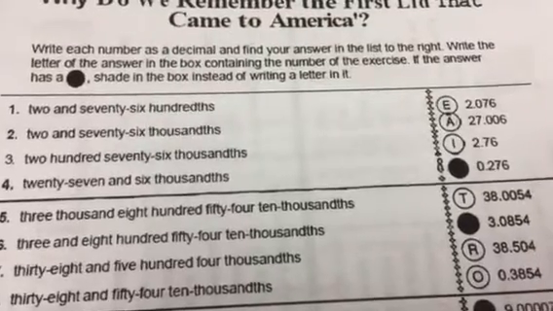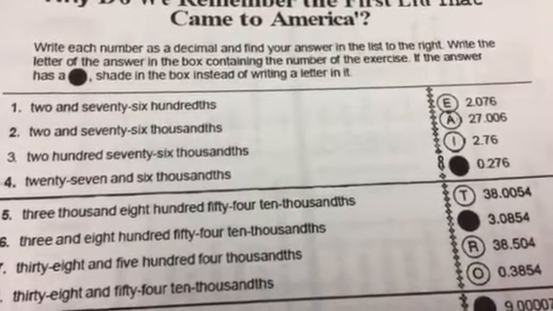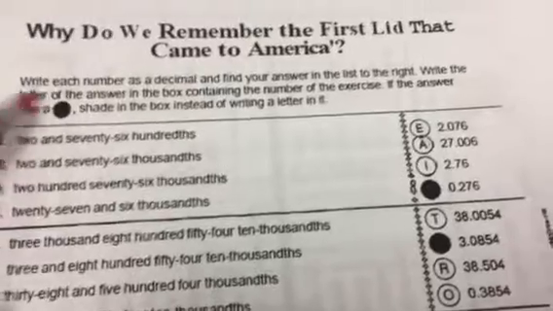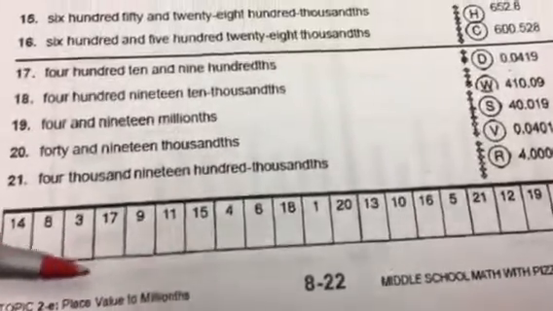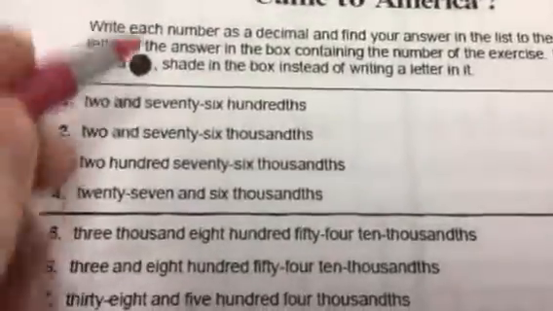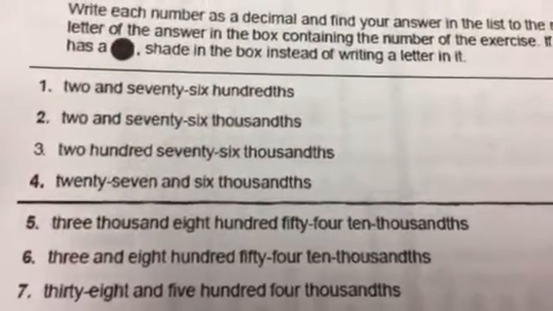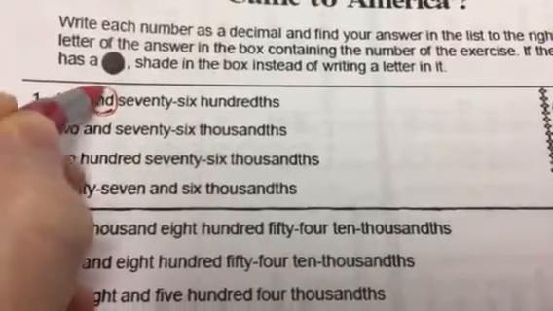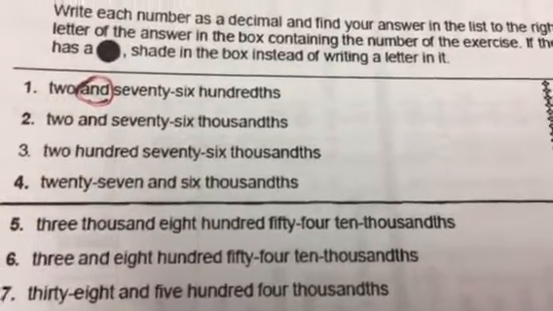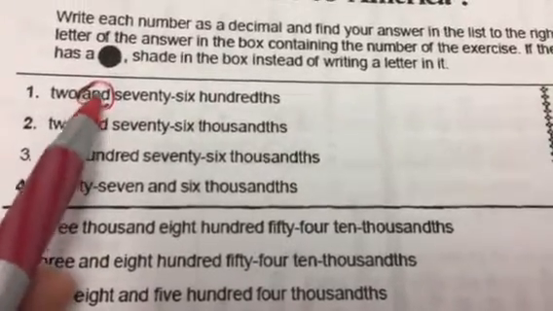Write the letter of the answer in the box containing the number of the exercise. If the answer has a black circle, shade in the box below instead of writing a letter. All right, so we'll start with number 1. 2 and 76/100ths. In class, we talked about how to write out words into decimals. The and represents the decimal point.